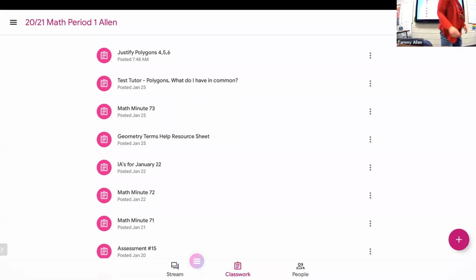Some of you last week did not tell me why the one shape that you pulled off did not belong. You said the first triangle didn't belong, but you didn't tell me why it didn't belong. Does that make sense? You have to tell me why it didn't belong.